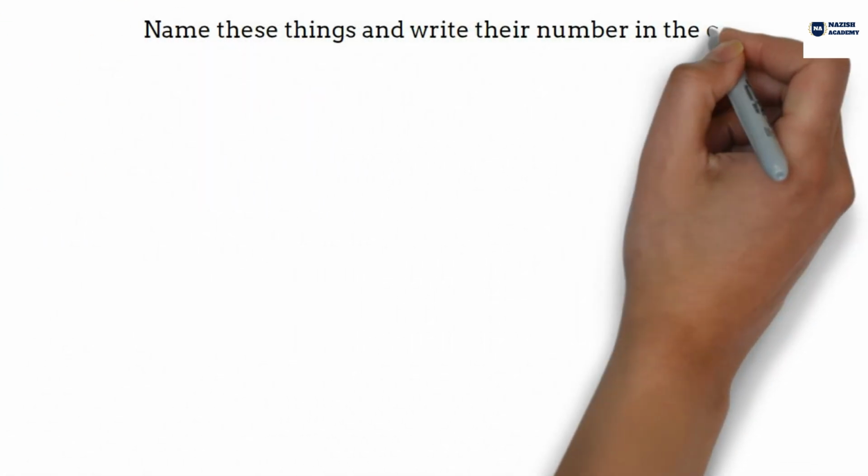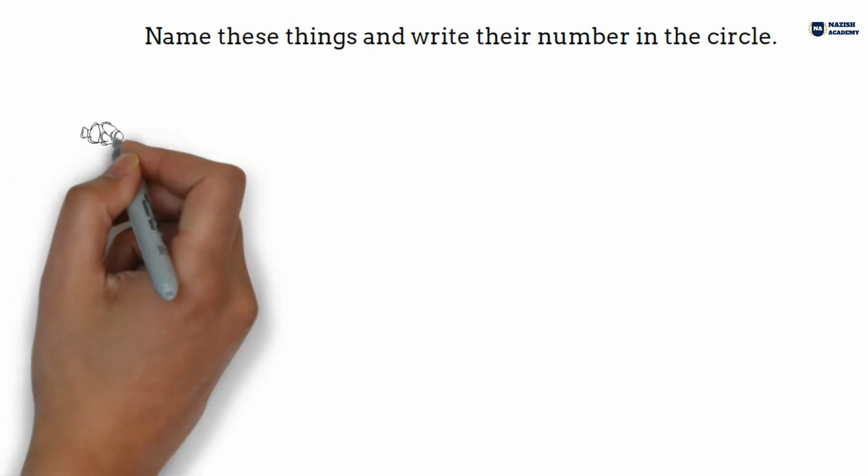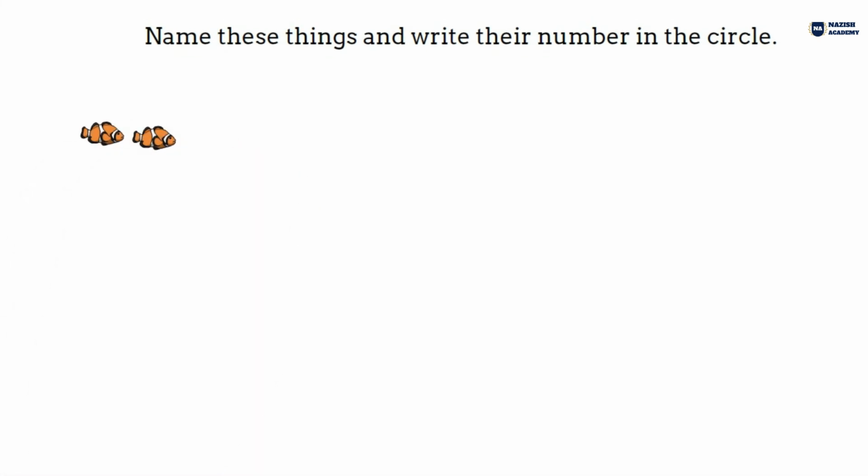Name these things. Write their number in the circle. चीजों के नाम बताना है और कितना है वो नंबर भी लिखना है.